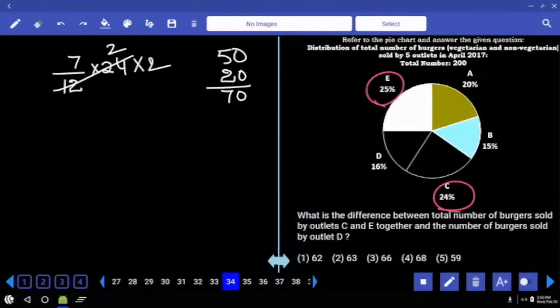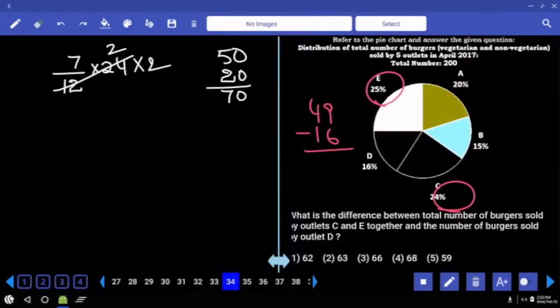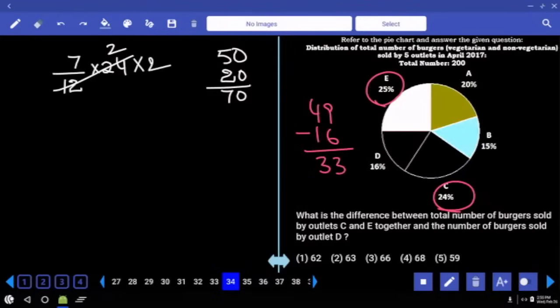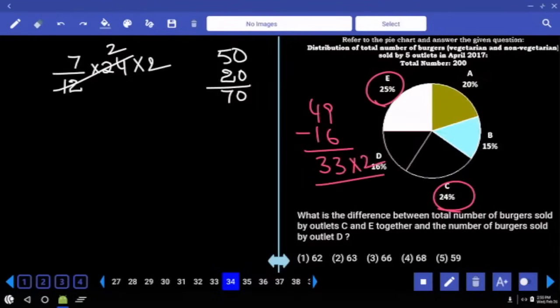What is the difference between total number of burgers sold by C and E together and D? C and E together it is 49, D is 16, difference 33, 1% value 2, answer 66.